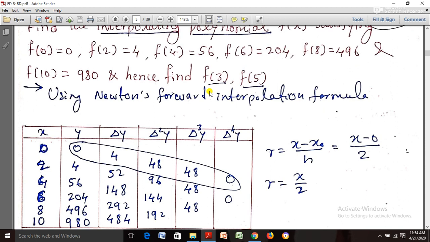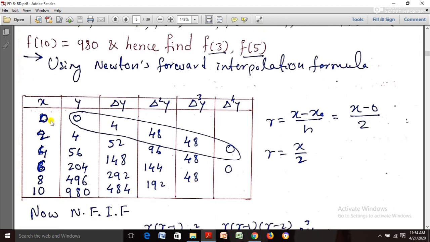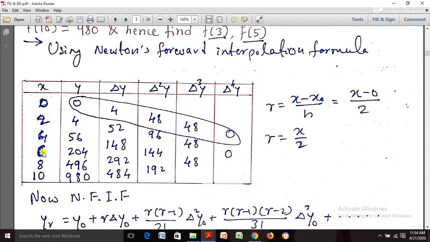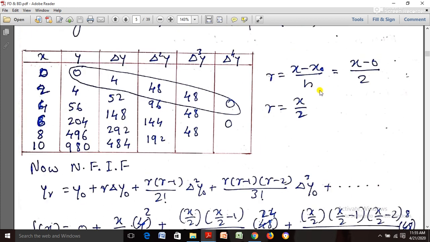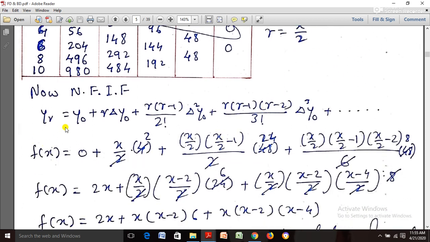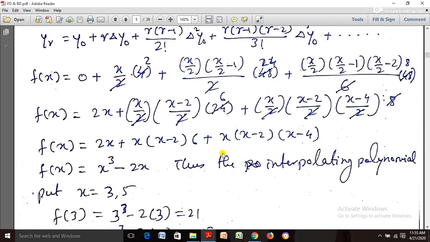Which formula can we apply, forward or backward? It is very important. F of 3 is nearly in the first half, and f of 5 is also in the first half, which means it is a middle value. We can use Newton's forward or Newton's backward, any one formula, because the x value is a middle value. First preparing the table is the same, r is equal to x minus x naught divided by h, x minus 0 divided by 2. Then the formula, put the values and simplify. You get these two values. Okay, thank you.